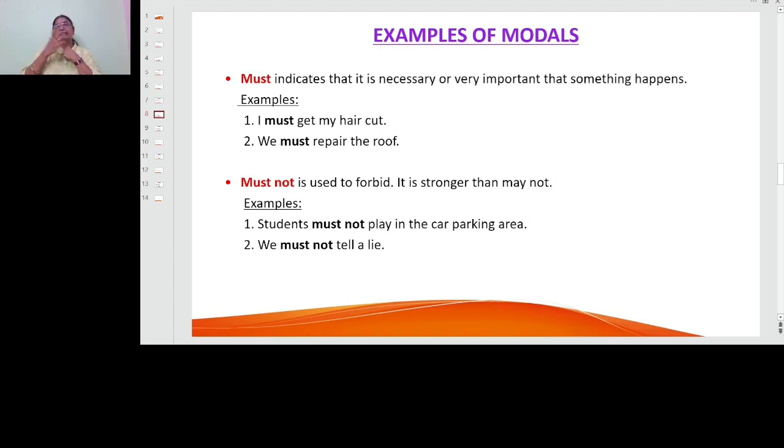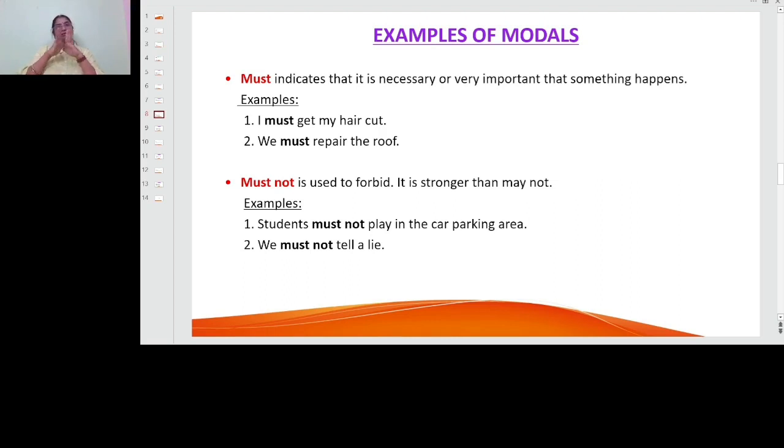I must get my hair cut. Already my hair is long, so I must get it cut, otherwise people will call me by names. I don't want to tolerate that. So, I must get my haircut. We must repair the roof. Why must I repair the roof? Otherwise, the water will fall down and everything will be dirty. I have to wipe my floor every time. So, why should I give room for that? We must repair the roof.